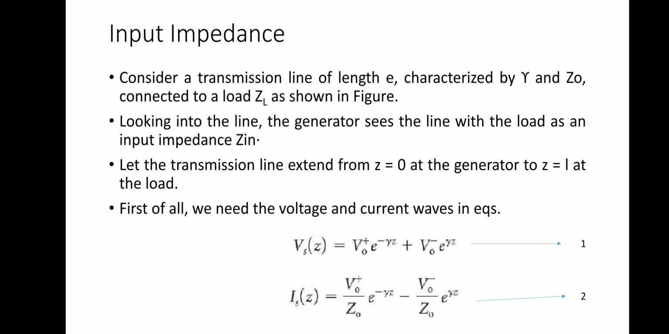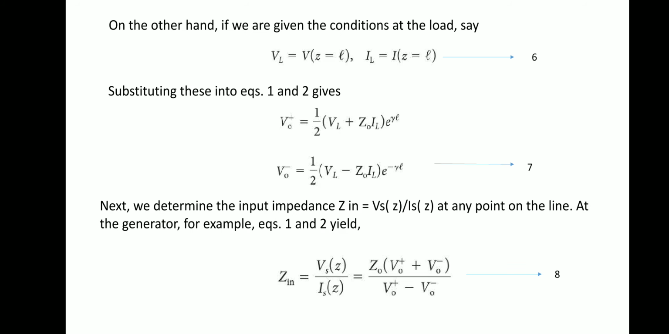So e raised to minus gamma z and e raised to plus gamma z become 1. So Vs of z becomes V0 plus + V0 minus, and Is of z becomes V0 plus by Z0 minus V0 minus by Z0. Our input impedance is Vs of z by Is of z, so you can divide equation 1 by equation 2, taking Z0 to the numerator. So you will get Z0 into (V0 plus + V0 minus) divided by (V0 plus - V0 minus). That is our input impedance.